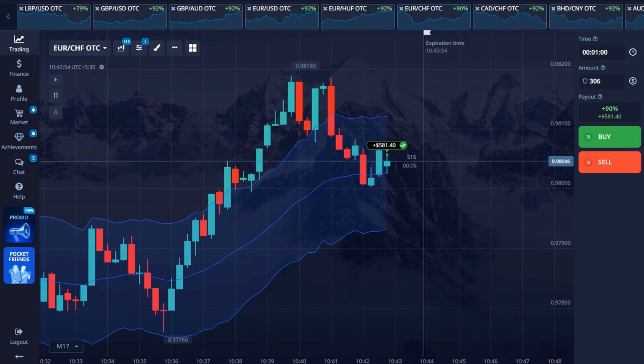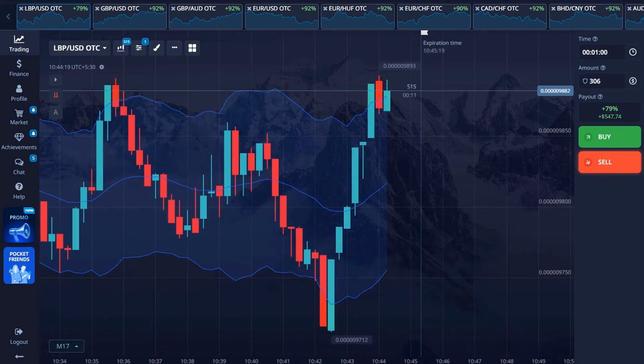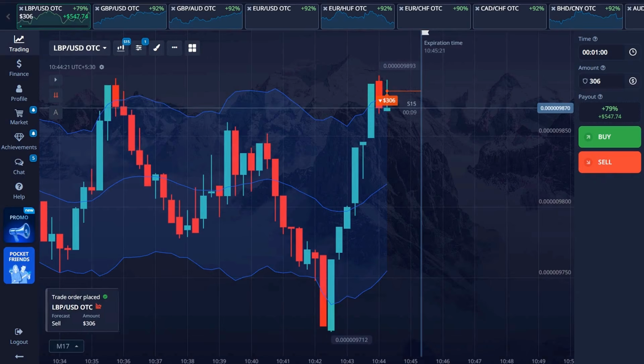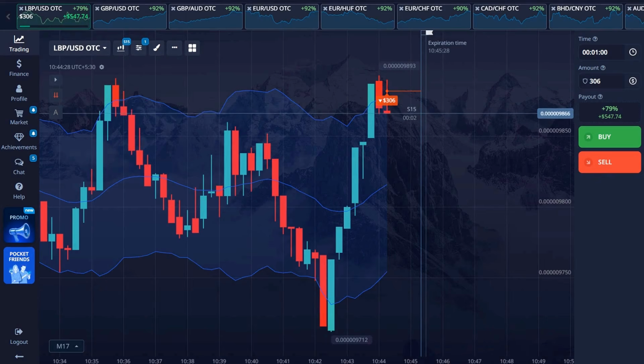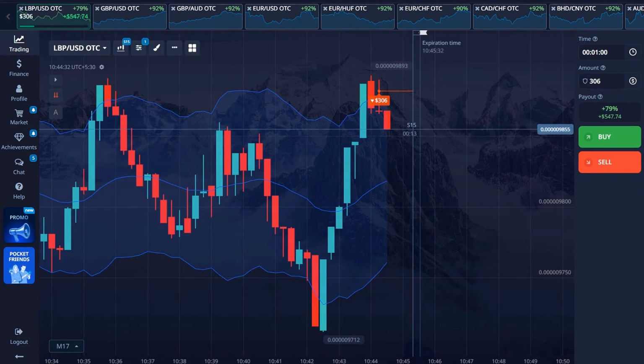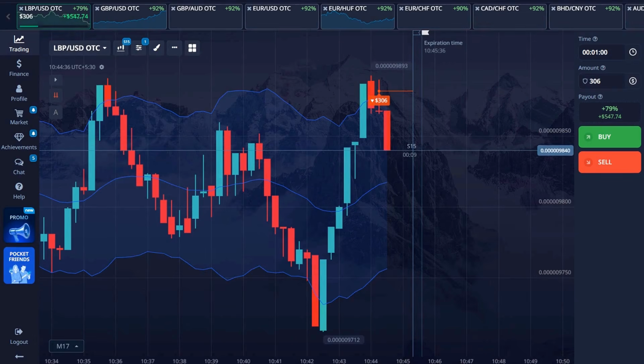Even though my entry came a little late, the market still moved in my favor, and this trade closed in profit. Here's a perfect sell setup. Notice how the candle pushed above the upper Keltner channel band and then immediately dropped back inside. That's the exact reversal signal we look for in this strategy.